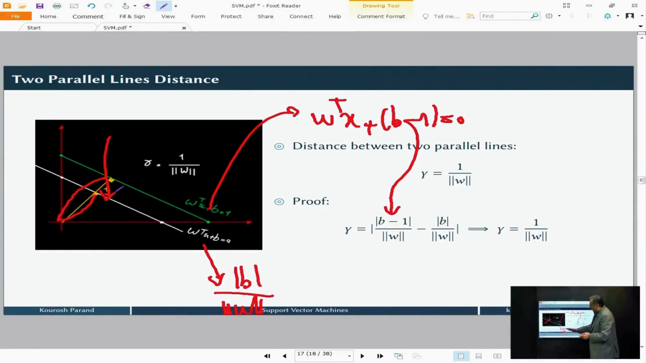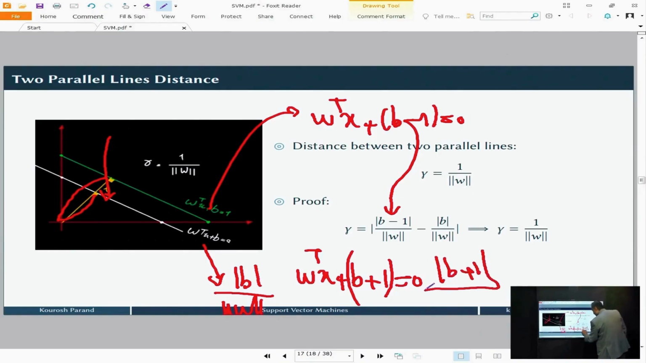Well, we also had another one on this side, which was W transpose x plus b equals negative 1. This one is also pretty obvious. So it was like this, basically. I'll bring it to this side to make it equal to 0, since it was equal to negative 1. This one is also the absolute value of b plus 1 over the norm of W. Obviously, the distance from this to the other one is equal to 1 over the norm of W.